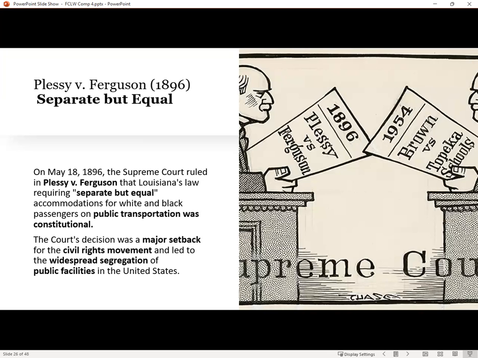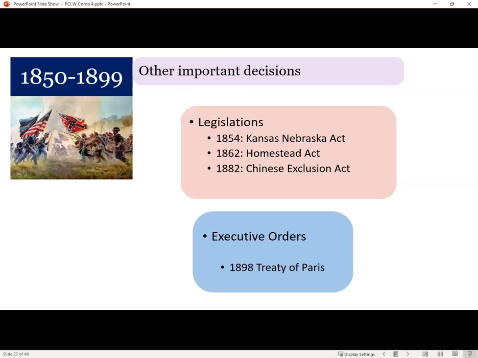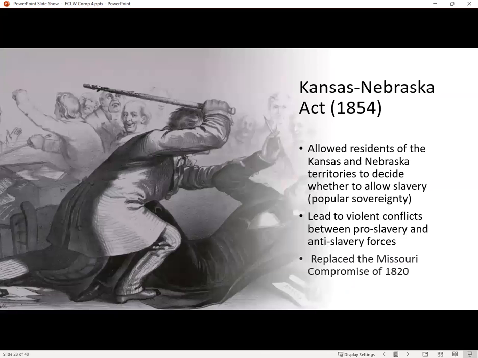You see how many years passed from 1896 till 1954 until this court case that caused this problem was overturned. So other important decisions were the Kansas-Nebraska Act, the Homestead Act, the Chinese Exclusion Act, and the Treaty of Paris. So Kansas-Nebraska Act is really something to read about.